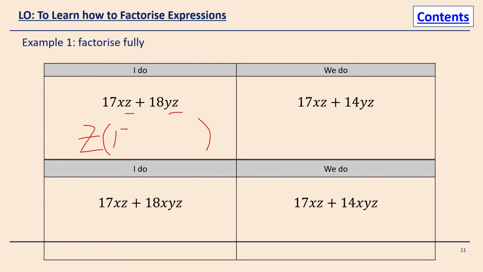So we'll have 17x, or 17x times z is going to give us 17xz. And if we put 18y here, 18y times z is 18yz. Pause the video while you have a go at the we do.